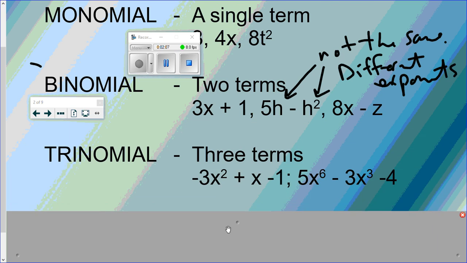Finally, we have a trinomial. Tri means three, right? Think about your tricycle. Just like binomial means two. Think about your bicycle. And same rules apply. They're separated by addition or subtraction. And even though the variable might be the same, if the exponents are different, they are not considered the same thing.